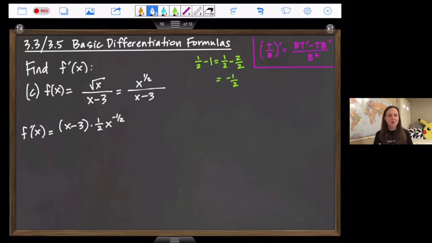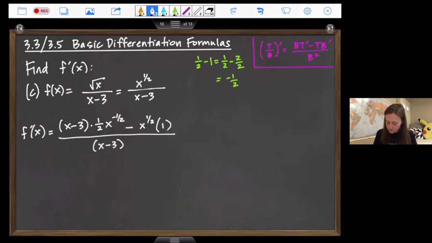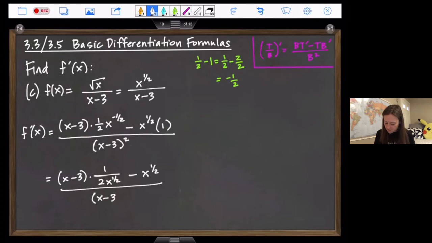Okay, so let's keep track of where we were. We did the bottom times the top prime minus the top, x to the half, times the bottom prime. The derivative of x minus 3 is just the coefficient of the x, it's 1. And then I've got the bottom being squared over it. All right, so let's see what we can clean up here. I've got this x minus 3 times 1 over 2x to the half, then minus x to the half, and then over x minus 3 squared.